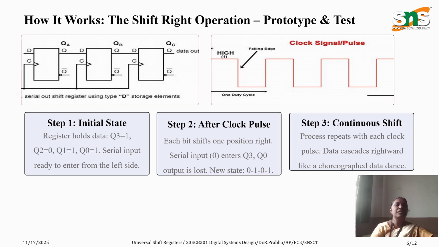Next, the working of the universal shift register. We are going to see the shift right operation. Initially, consider there is some data in all the flip-flops. For example, take the last flip-flop output Q3 equal to 1, Q2 equal to 0, Q1 equal to 1, and Q0 equal to 0. With each clock pulse, the data is moved right. In this way, the data is continuously shifted to the right side. After the fourth clock pulse, all the data will be shifted right and will be available at the output.